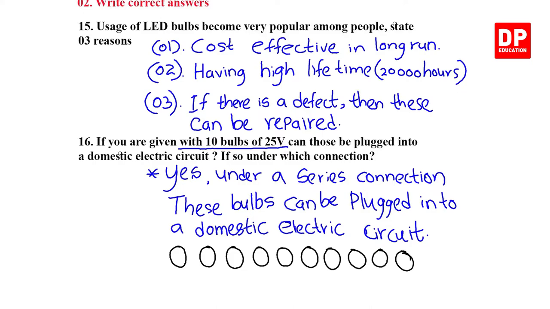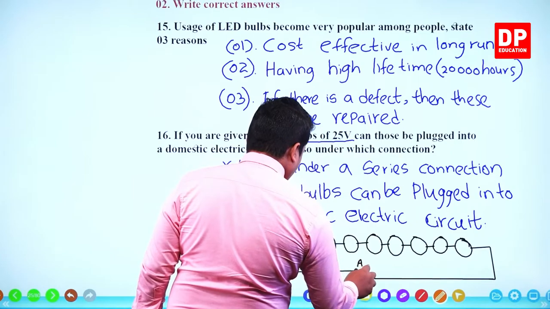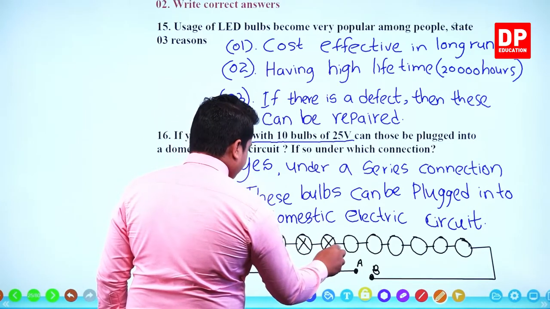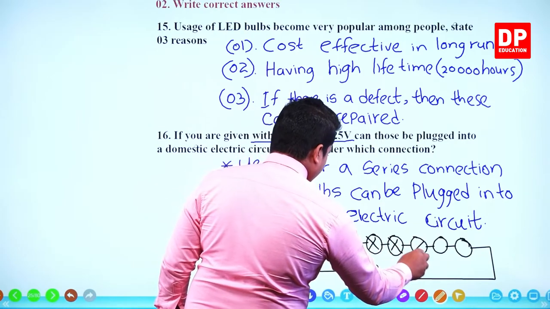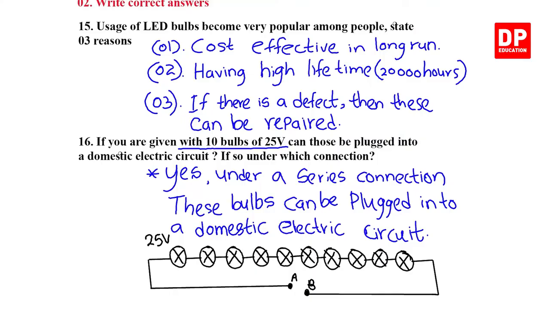1, 2, 3, 4, 5, 6, 7, 8, 9, and 10. So we need to connect A and B terminals to the domestic electric circuit by using a plug pin. The 10 bulbs, each having 25 volts. So altogether, this system would consume 250 volts.